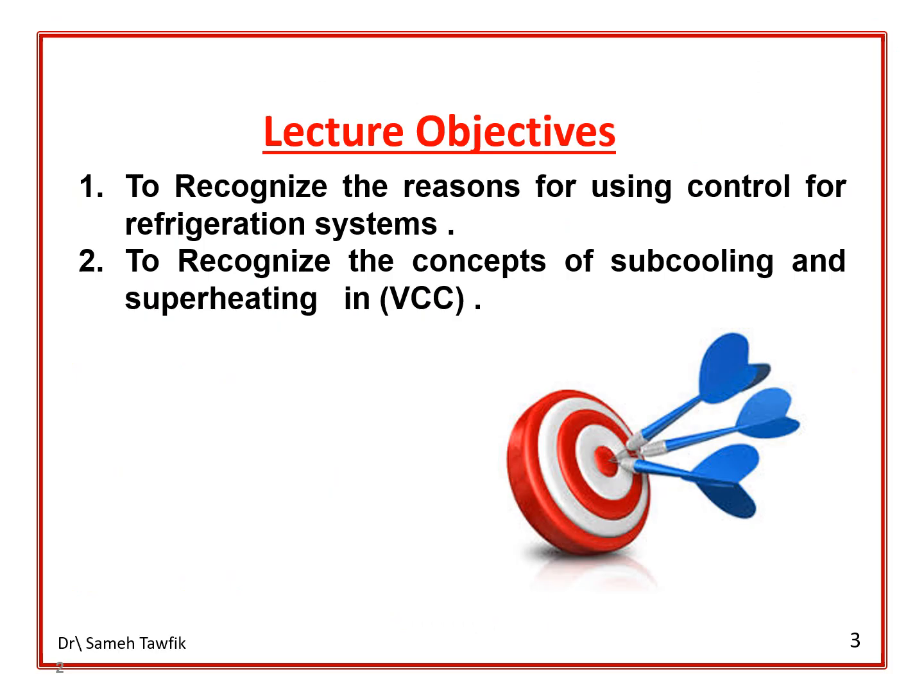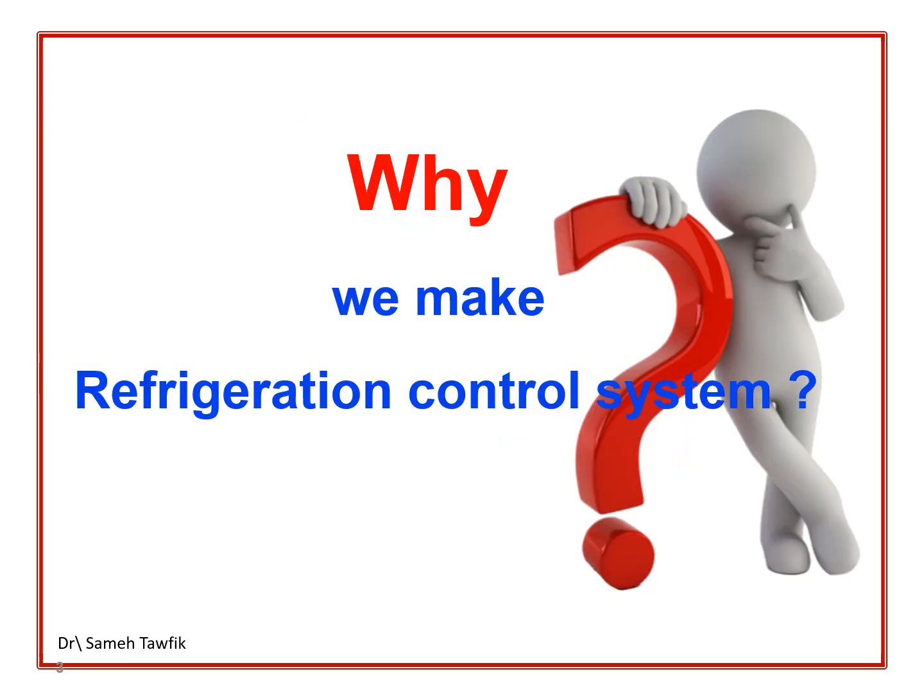Lecture objectives. In this lecture, we aim to recognize the reasons for using control in refrigeration systems and understand the concepts of subcooling and superheating in vapor compression cycles. Why refrigeration control? Let's begin by discussing the importance of refrigeration control systems. These systems are essential for maintaining efficiency and reliability in refrigeration applications.